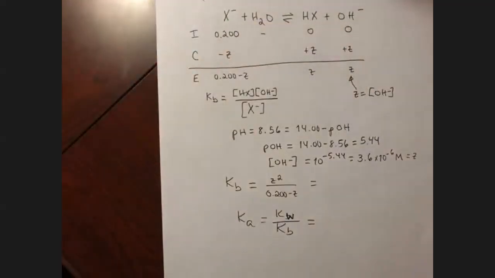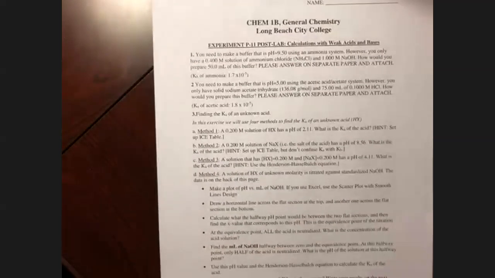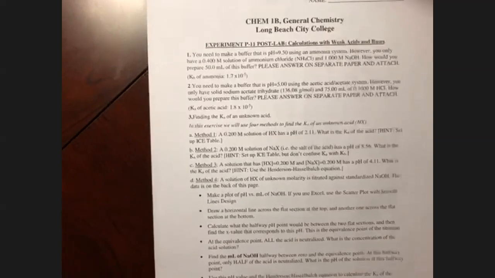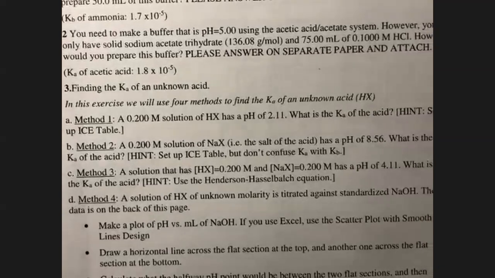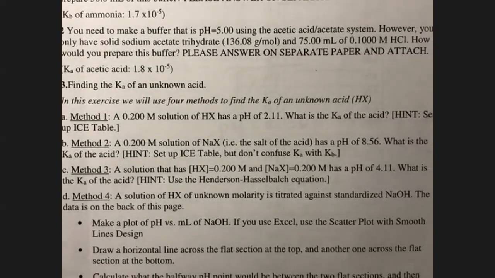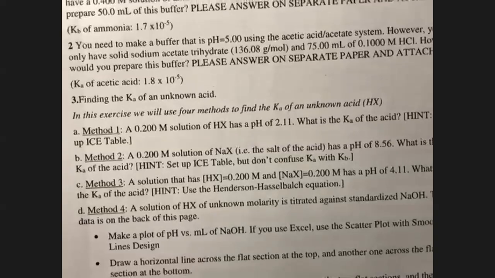All right, let's see what method 3 is. Here is method 3. So here's an interesting one. You have now a solution that has both the acid and the salt at equal concentrations of 0.200 molar. And once more, you measure the pH of that. What is the Ka of the acid? And they give you a hint: use the Henderson-Hasselbalch equation. Okay, ready? So this is now going to be method number 3.